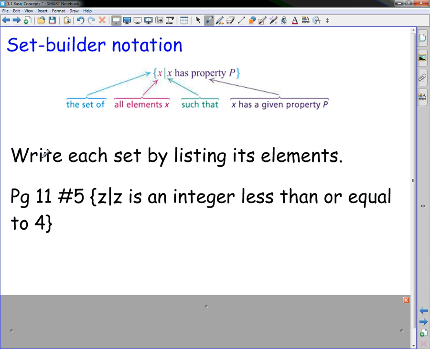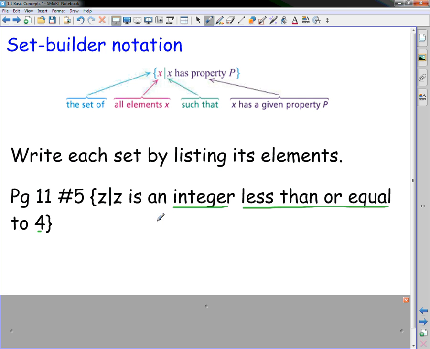We want to write each set by listing its elements. So we want to actually write out what numbers this is talking about. So we read this as z, such that z is an integer less than or equal to 4. Some keywords we want to pick up on are integer, and less than or equal to 4. So let's go ahead and look at what numbers we're talking about.